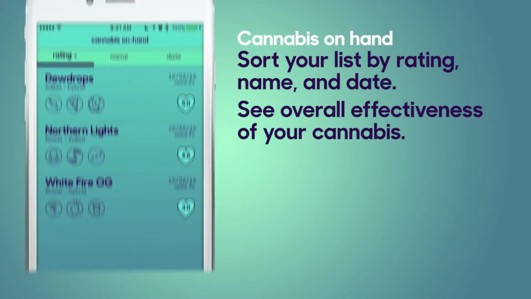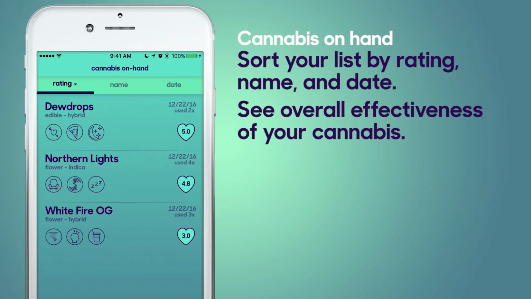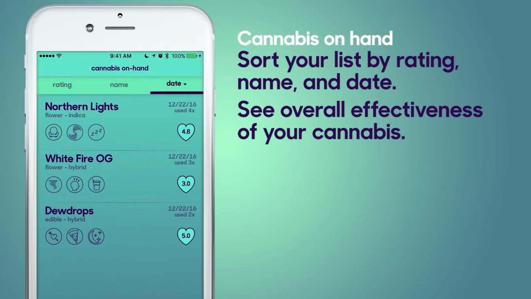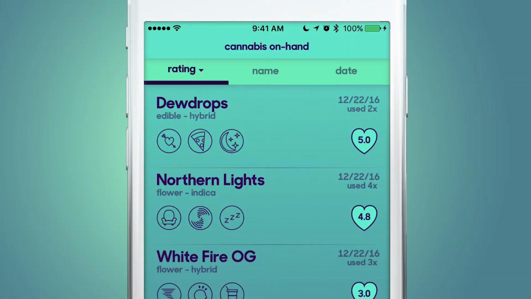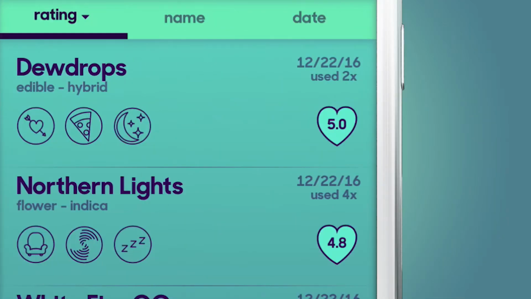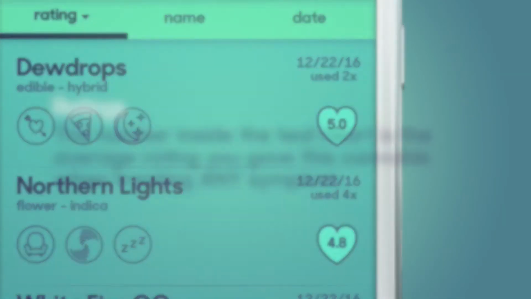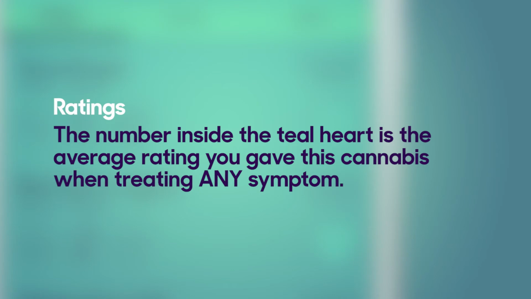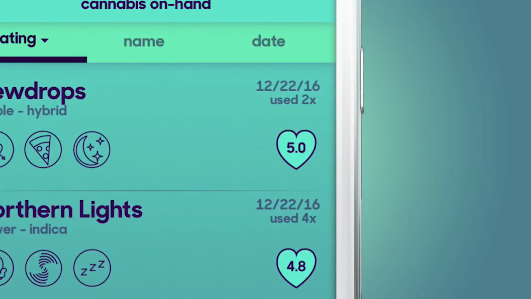Cannabis on hand. This is where all of your current cannabis is stored. You can sort your list by rating, name, and date. To see which cannabis has worked best for you overall, sort by rating. Then take a look at the number located inside the teal heart next to each cannabis name. The number inside the teal heart is the average rating you gave this cannabis when you used it to treat any symptom. Above the heart, you can see when the product was added to your list and how many times you've used it so far.